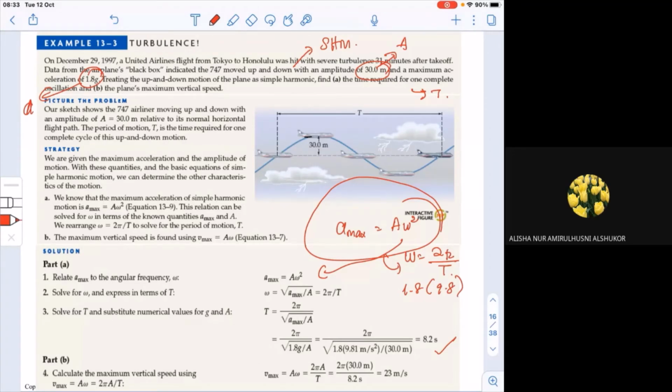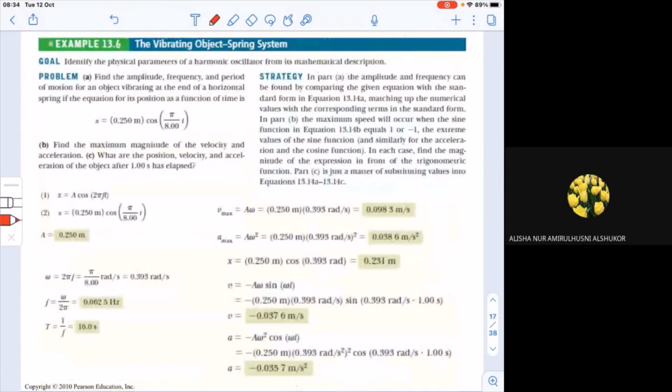And part B, the plane's maximum vertical speed. Maximum vertical speed is A omega, which is 2 pi A over T. This one, maximum speed, A omega. What is omega? 2 pi over T. So you will get 23 meters per second.